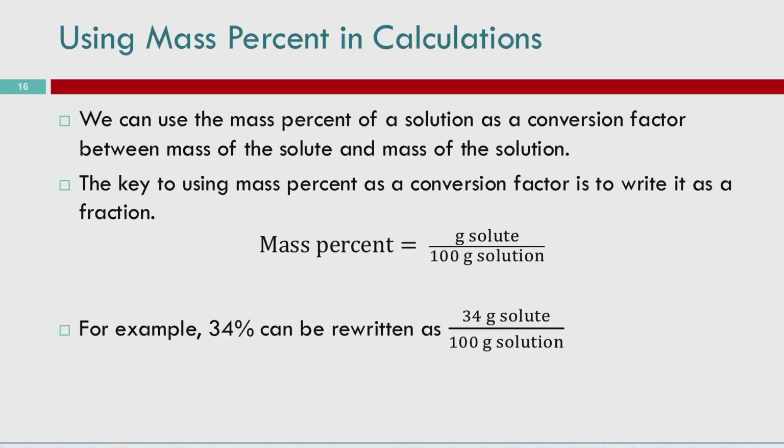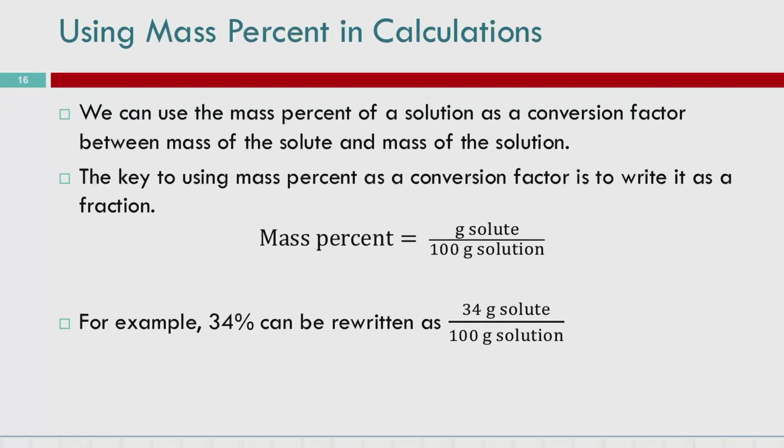If you want to use mass percent in calculations, we can do that. We've already learned how to do that actually, so shouldn't be any surprises there. It's a convenient way of converting between the mass of the solute, which is on the top, and the mass of the solution, which we'd represent as 100 grams on the bottom. So for example, you can rewrite 34% as 34 grams solute, since percent means per 100 grams of solution.